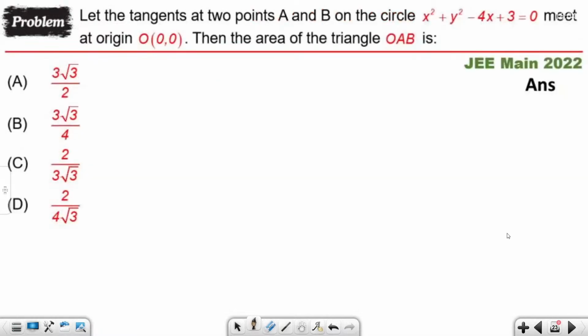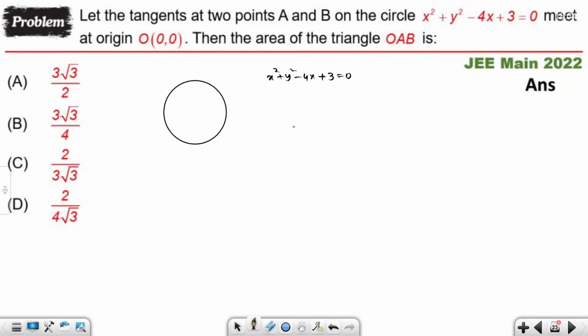Now, see this question. The question is, let the tangents at two points A and B on the circle. So there is a circle. Let me draw it first. A circle is there, whose equation is x square plus y square minus 4x plus 3 equals 0.